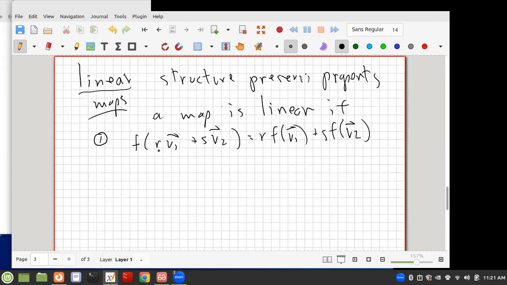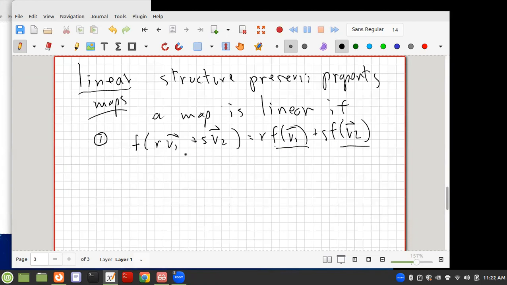So in words, what it says is the image of a linear combination of two vectors is the same linear combination of the images of the two vectors. Here are the images of v1 and v2, and you're starting off with the image of a linear combination, and it becomes a linear combination of images.